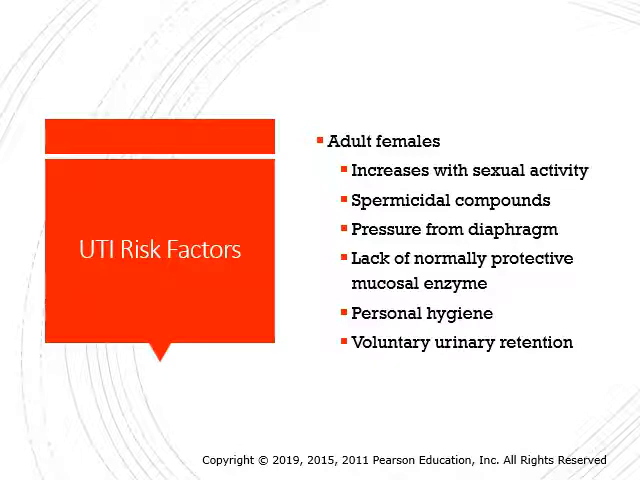Sometimes in a particular individual, there is a lack of a normally protective mucosal enzyme that protects the mucosa in the urinary tract from bacterial invasion. And so if you're just lacking that, there could be a number of different causes that can place an individual at higher risk. Personal hygiene, as I talked about, is important for not just children, but individuals of all ages, both hand washing before and after use of the bathroom, before and after sexual activity, and the appropriate hygiene from anterior of the body to posterior of the body.